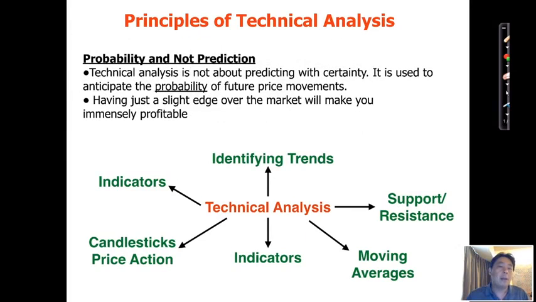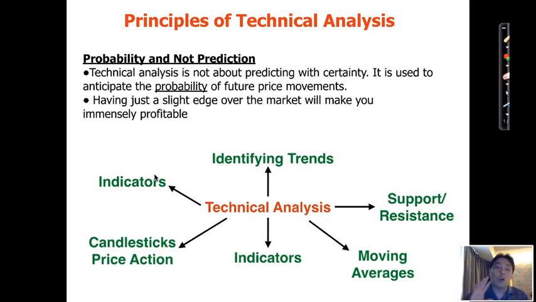So once again, we are not about predicting with certainty. We can't be right 100% of the time. It is used to anticipate high probability price movements. And as long as we have a slight edge over the market, we are right more often than we are wrong, even by a slight amount, we'll be immensely profitable. So technical analysis is a study of getting that edge.